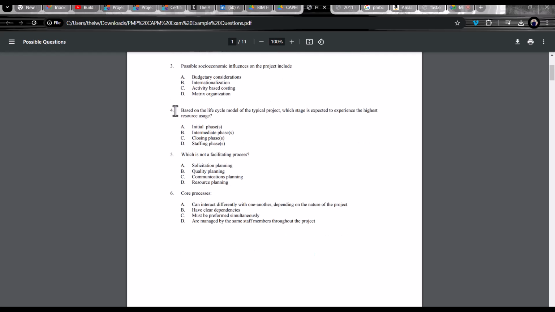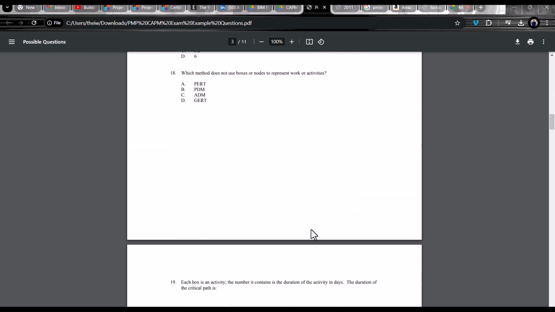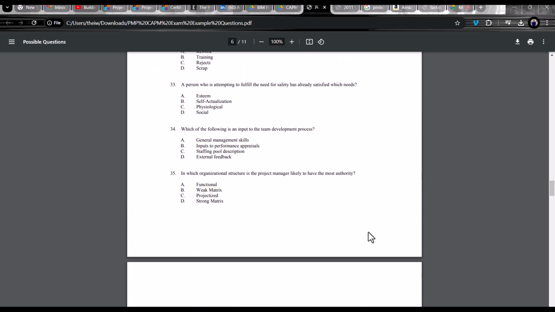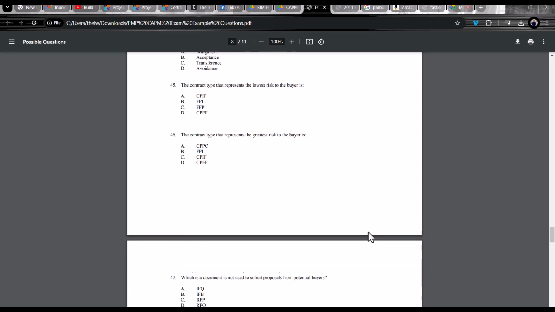Based on the life cycle model of a typical project, which stage is expected to experience the highest resource usage? Which stage? Initial phase, intermediate phase, closing phase, staffing phase. So you have to decide. These are the type of questions you can expect in a CAPM, but these are pretty easy actually for preparing. The actual real CAPM exam is difficult.